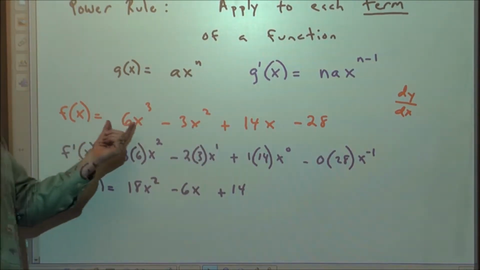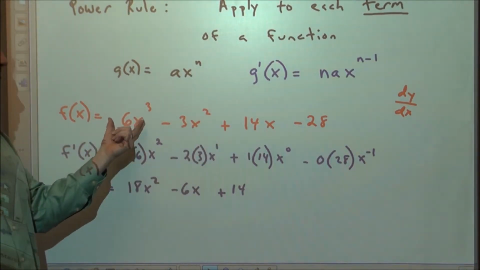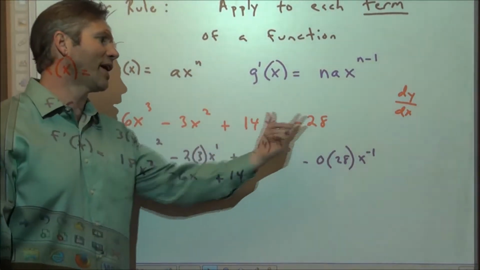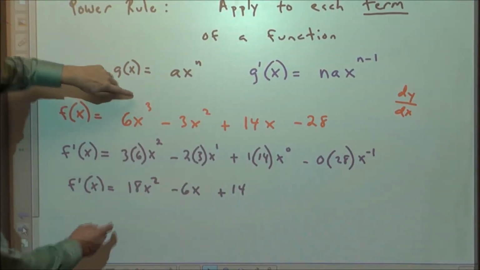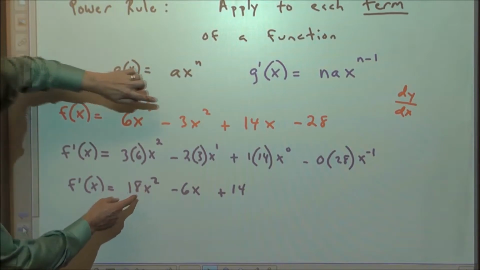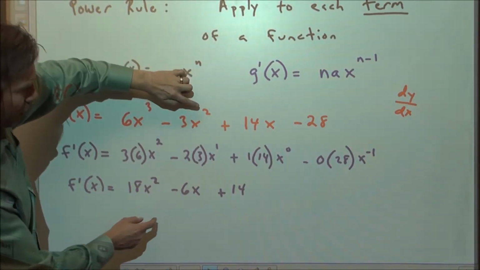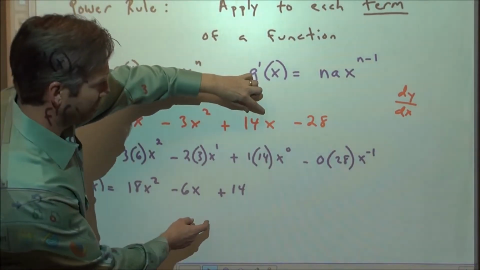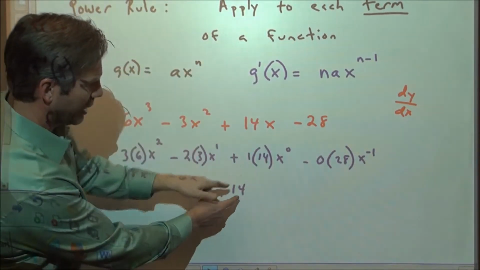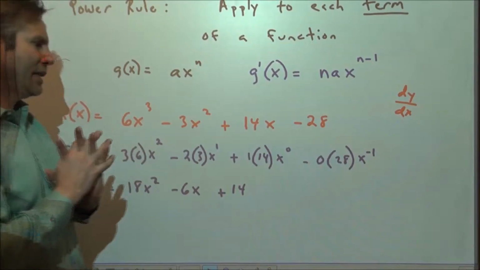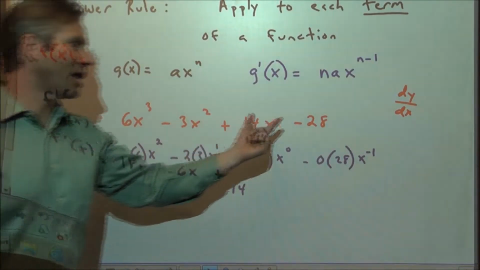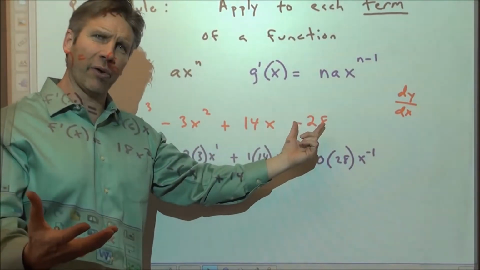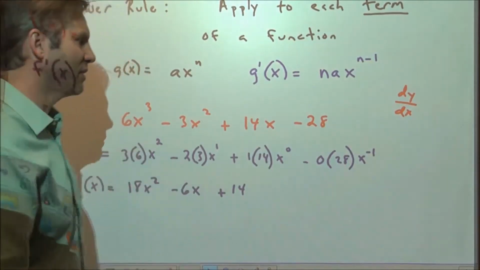So what's happening is there are 4 terms. This is a cubic term, quadratic term, linear term, and constant term. The cubic term will become a quadratic. The quadratic term will reduce by 1 in power, so it'll become a linear term. And the linear term of the original function will become a constant term in the first derivative. Any constant terms, the derivative of those goes to 0, so they disappear.